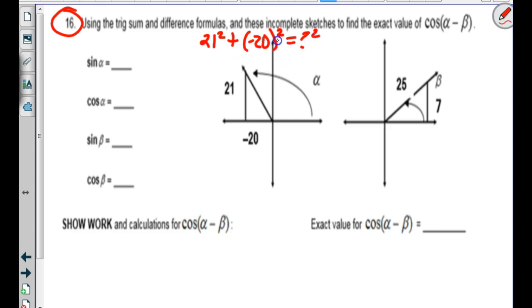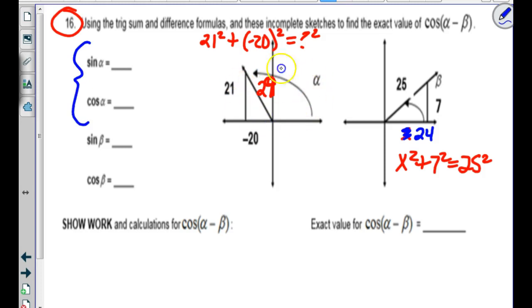21 squared plus negative 20 squared, and then the square root of 841. I think it's 29? Okay. And on this one, x squared plus 7 squared equals 25 squared. Is that one 24? I don't remember. Can everybody do Pythagorean theorem and find those? Okay. So this one, these two say alpha, so we're using this triangle.